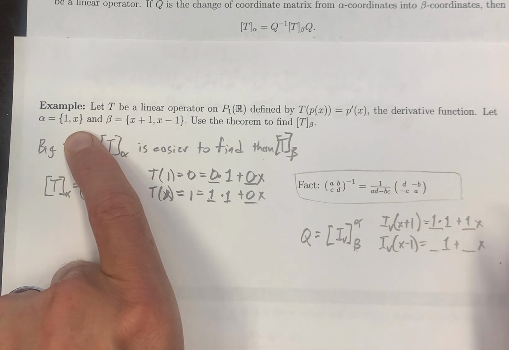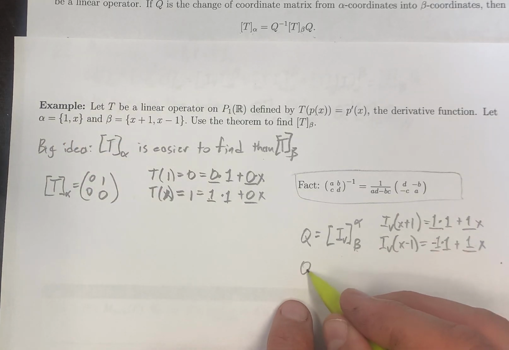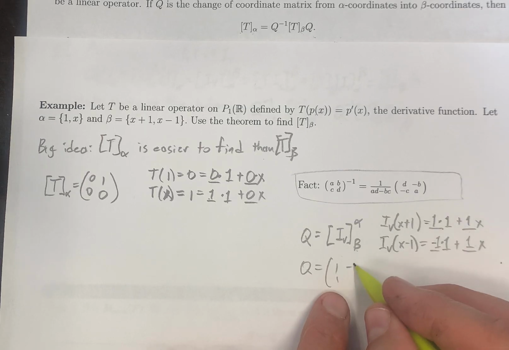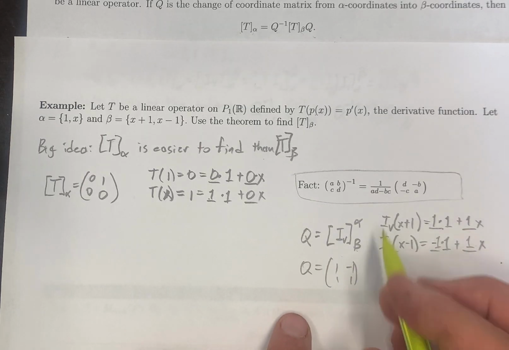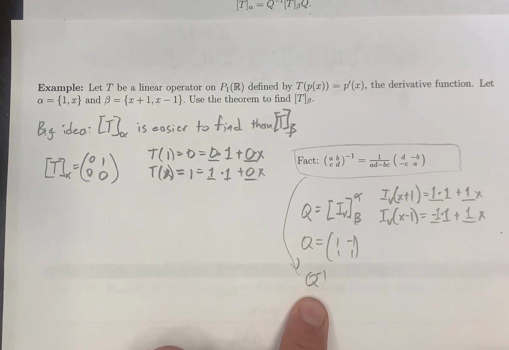And it's just a bit more complicated to go the other way. How many x's? Sorry, how many constants? -1. How many x's? 1. So what is this matrix? This matrix is first column 1, 1, second column -1, 1. Okay, and then using the fact, what's Q inverse?